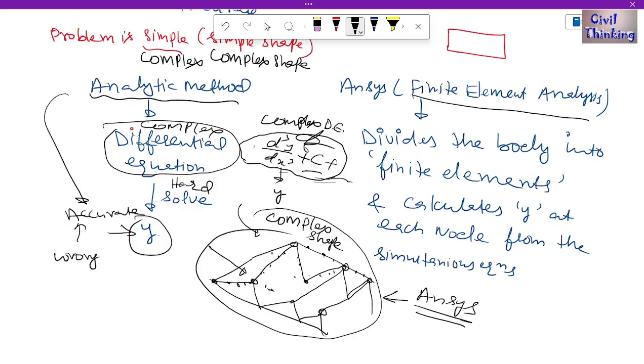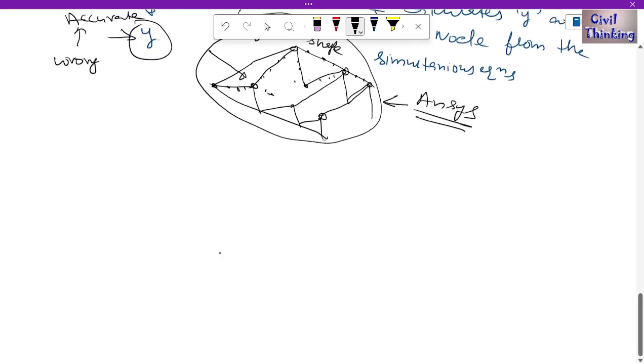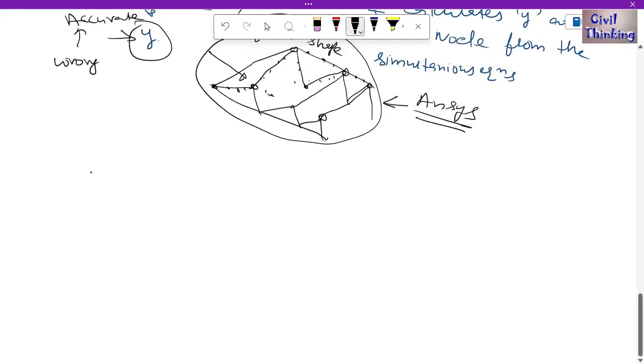So we will use Ansys because in real life we don't have simple things. We will use the Ansys program or other programs. Because we are talking about Ansys, we'll focus on Ansys. So this way we will use Ansys, we will not prefer the analytic method. So now let me tell you more about this. What does Ansys do?